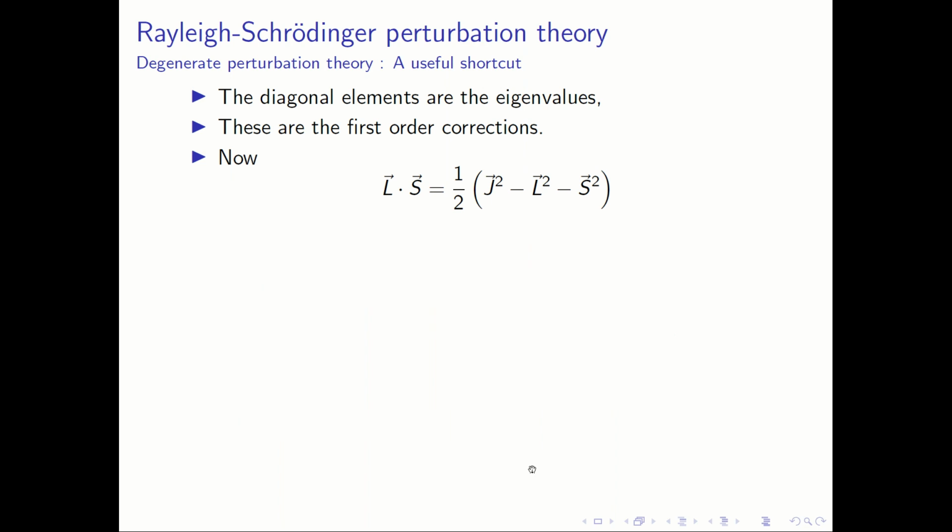Now to figure out what they are, well, all you have to do is use this result. L dot S is half J square minus L square minus S square. We derived this when we were talking about angular momentum operators, but this of course looks very much like the standard class 11 result for addition of vectors.